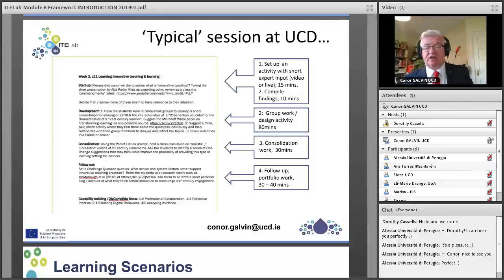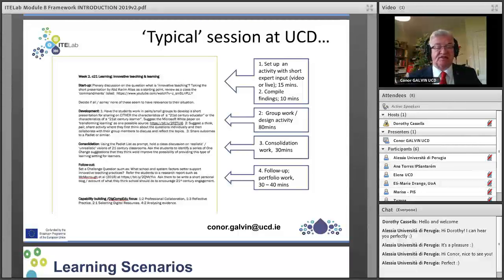And again, colleagues who've been involved in the project will recognize the format that we have here: the startup, followed by the development, followed by the consolidation, followed by follow-out. That is more or less voluntary. It can be extension work outside the classroom. It can be homework, if you like to describe it as such.